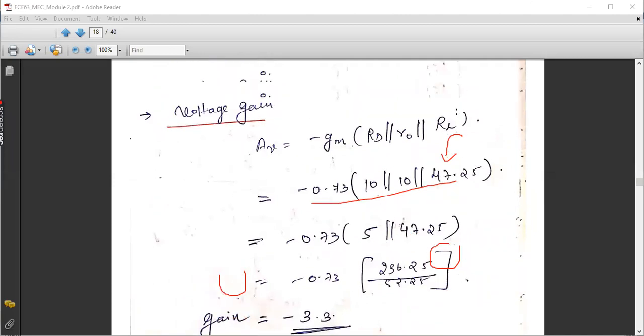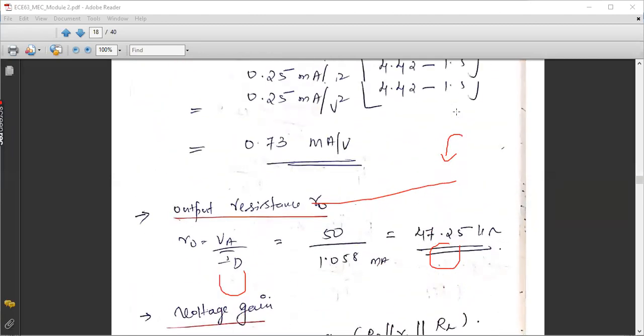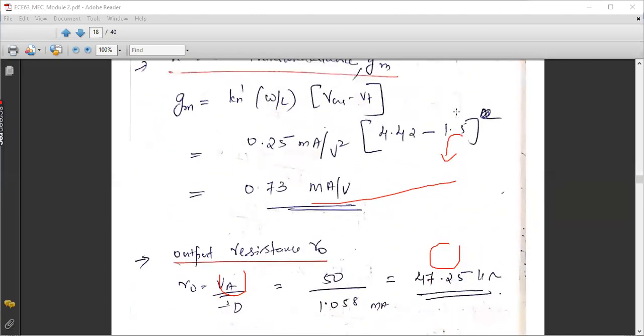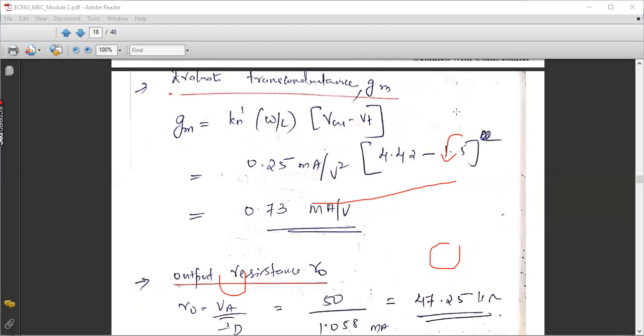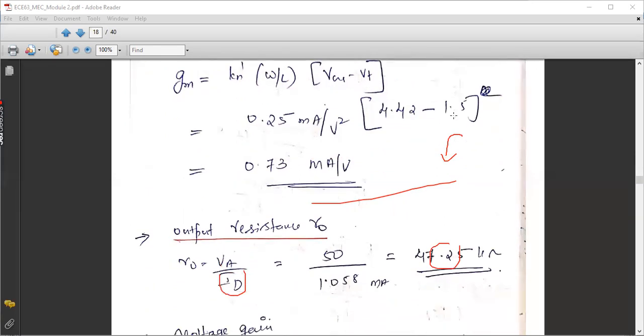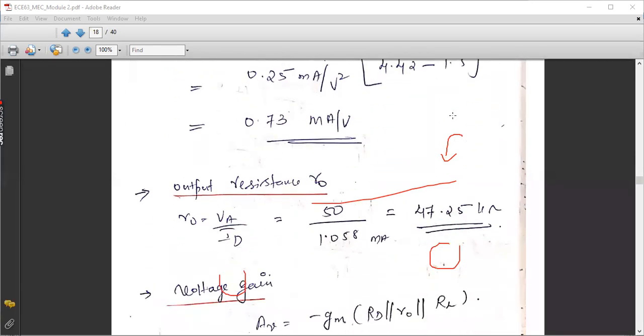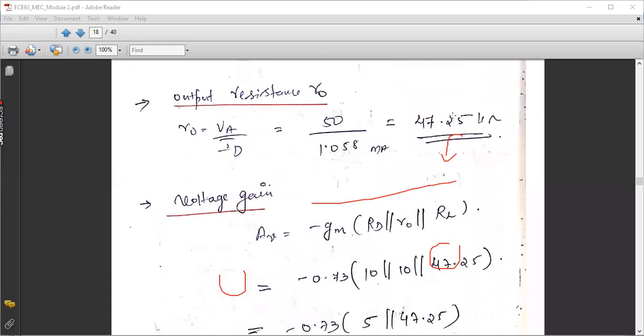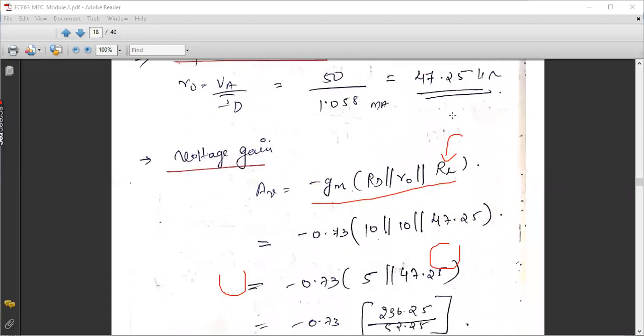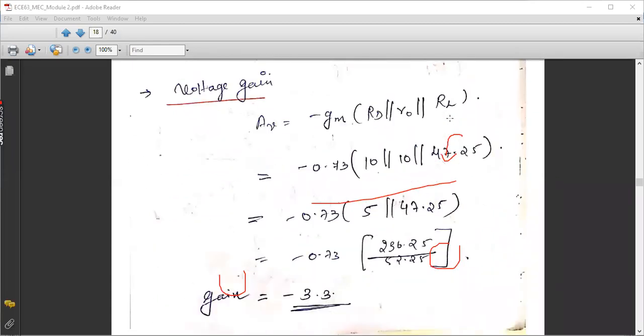Please take down the answers along. R0 47.25 kilo ohm, GM 0.73 milliampere per volt. Output resistance is 47.25 kilo ohm. And the final gain equation is minus GM into RD parallel R0 parallel RL, based upon which our gain is negative 3.3.